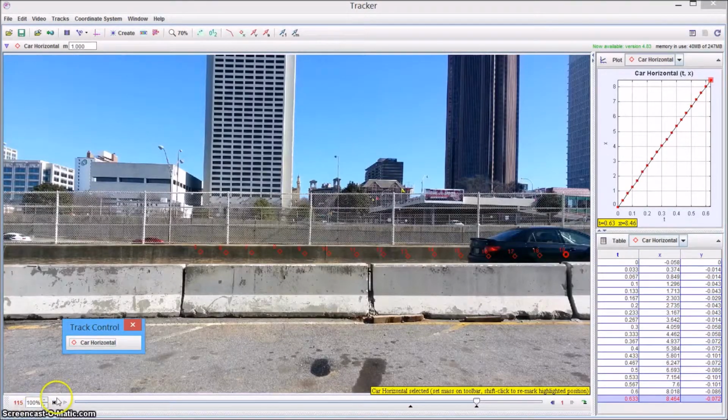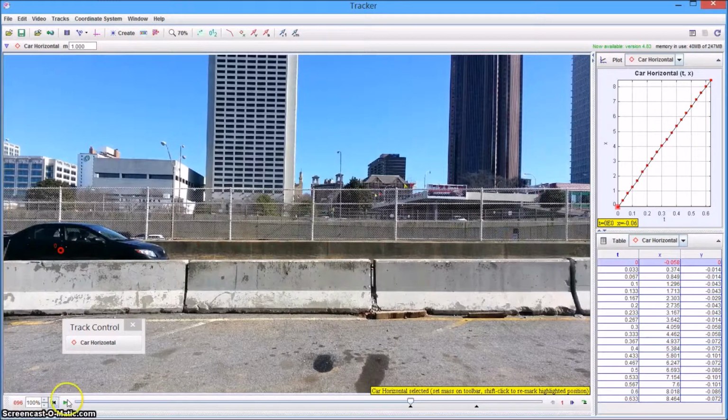Next, I tracked my video using the tracker software. Notice in the bottom right corner the data points collected. These will be used later in the process. Also notice in the top right corner the graph of the position tracked versus time.